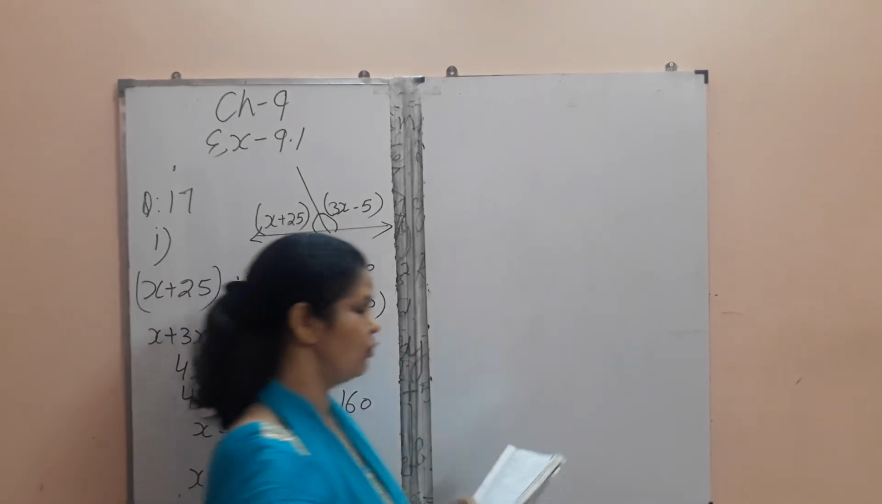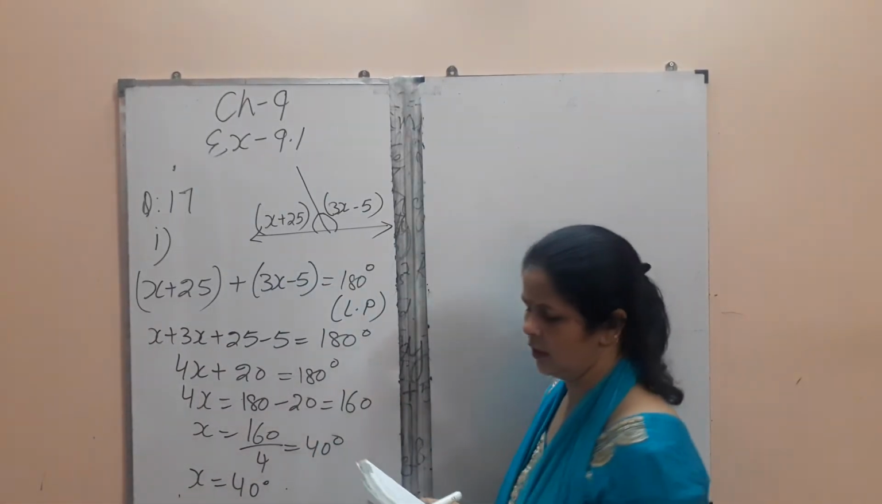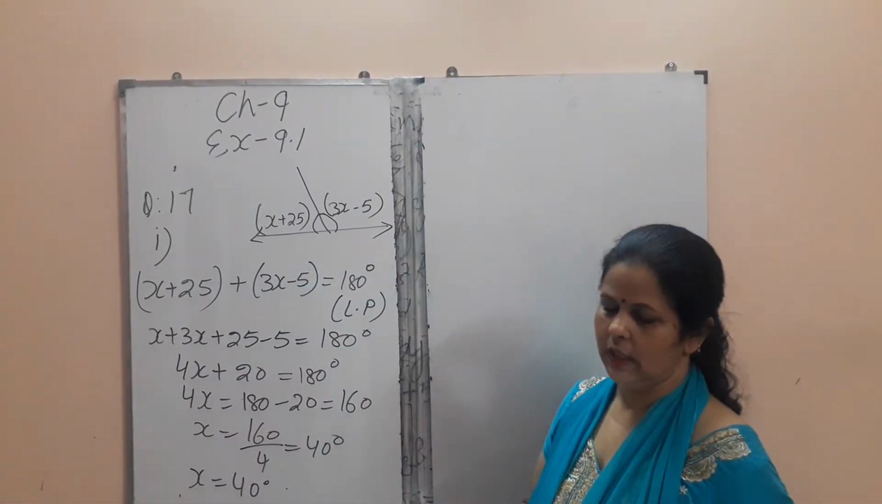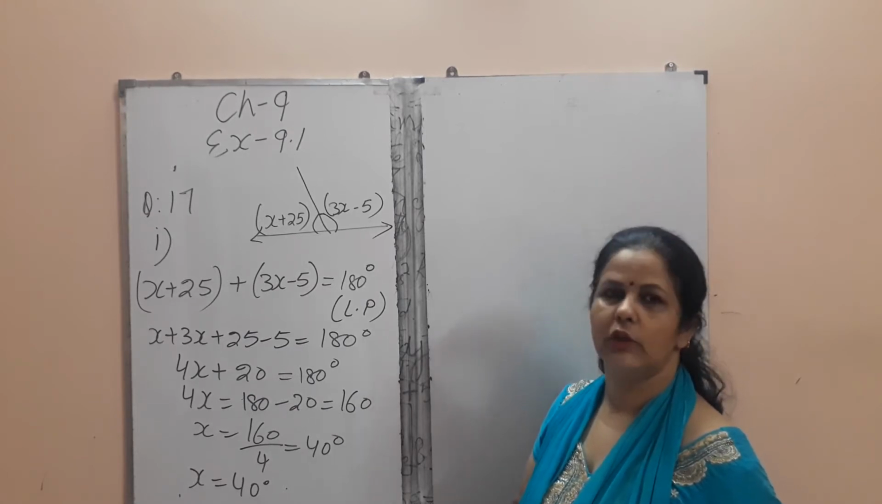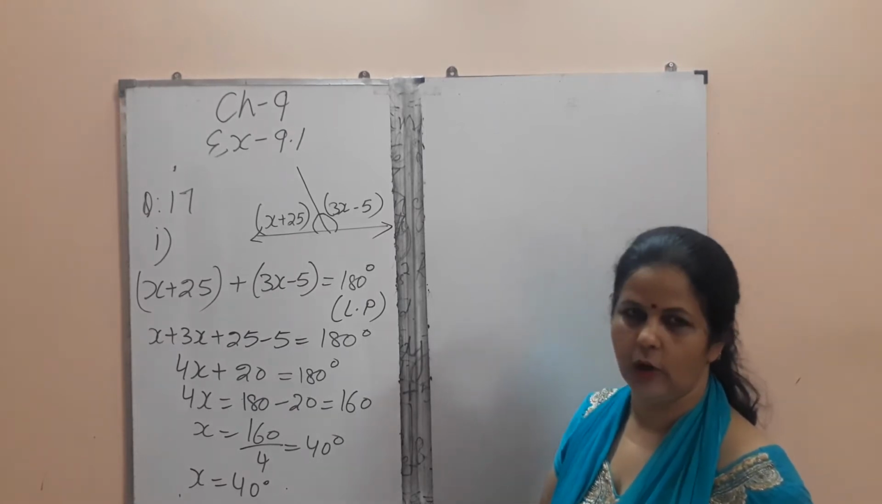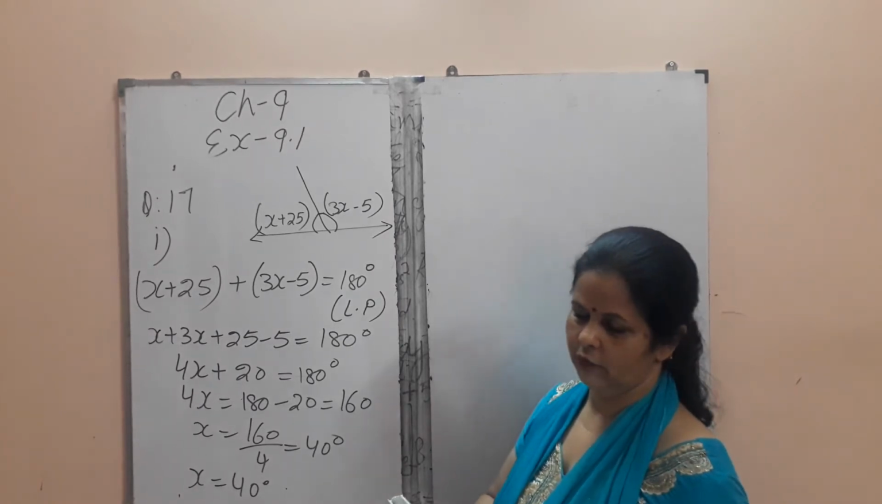The question number 2 you will do yourself. It's very easy. 55 plus x plus 10 plus 60 equals 180 degrees. You will add the numbers and subtract them from 180 degrees. So that will be the value of x.